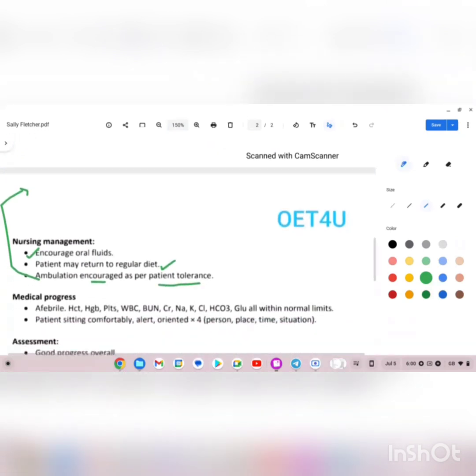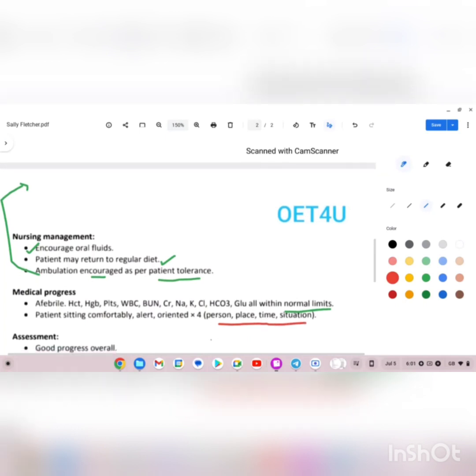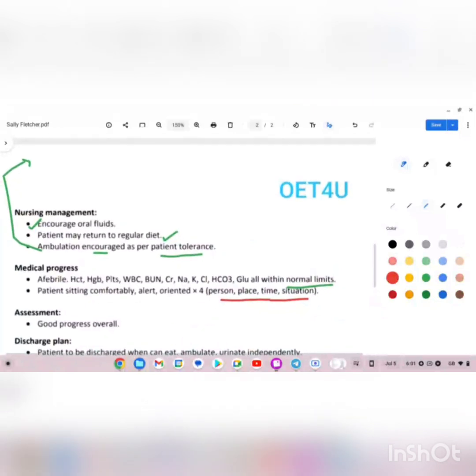Then medical progress: still there is no temperature, afebrile, and HCT, HCB, platelets, WBC, BUN and creatinine, sodium, potassium, chloride, CO3, all these are in normal limits. So you don't need to mention that because this is already within normal limits. And the patient is sitting comfortably, alert and oriented. So you can mention that the patient is currently oriented to time, place, and situation. So the patient is ready for discharge. You can mention that point while you're writing, going forward with that sentence.